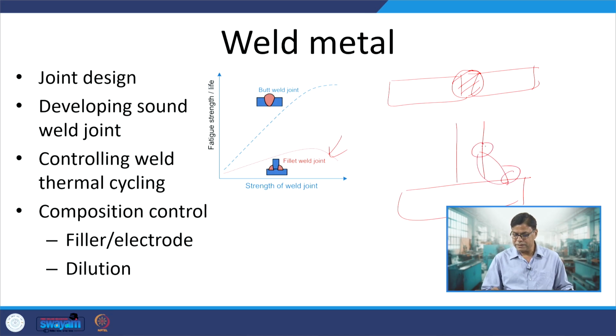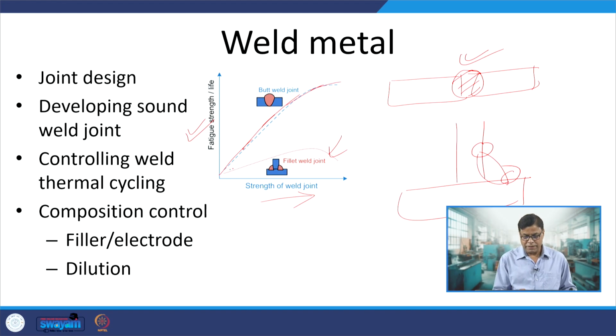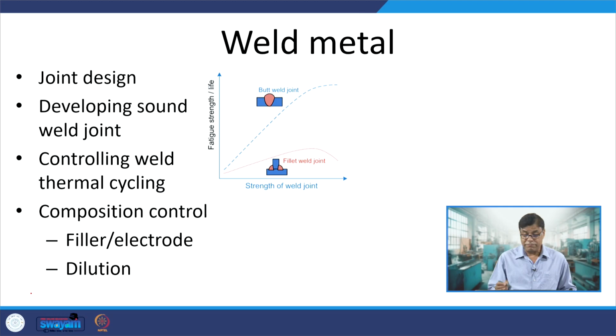So, here the stress concentration at the toe of the weld is high, and therefore, especially with regard to fatigue resistance, increasing the strength of the weld metal in the case of the butt joint helps in increasing the joint fatigue resistance significantly, but in the case of the fillet weld, because of the higher stress concentration, the increase in fatigue resistance is not much. So, here it is important that the suitable type of weld joint is selected. Okay, efforts are made to have the butt joint, and to avoid the presence of the fillet weld joint. Okay, then developing the sound weld joint.